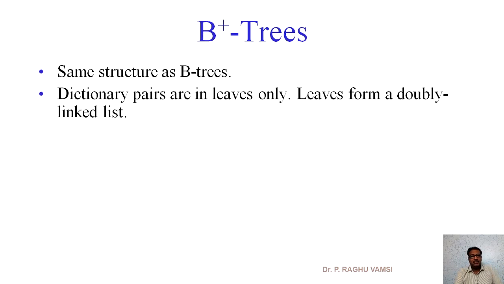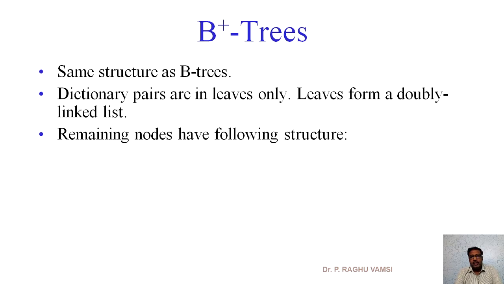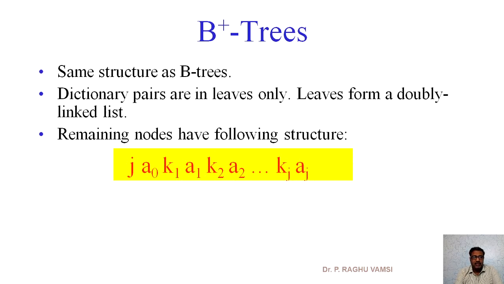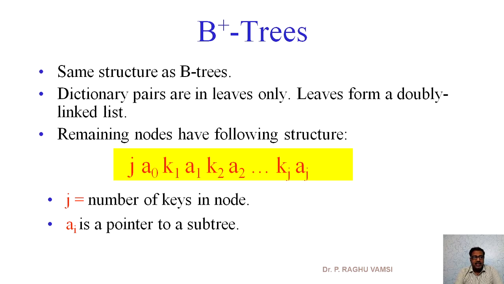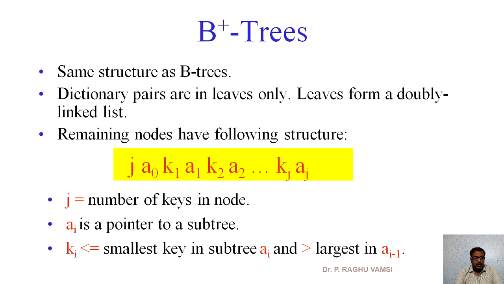So B plus trees are the same as B trees. Dictionary pairs are in the leaf only, and leaves form a doubly linked list. The remaining nodes have the following structure: J, A0, K1, A1, K2, A2 and so on. Here J is the number of keys in a node, whereas Ai is the pointer to the subtree, and Ki is less than or equal to the smallest key in the subtree Ai, and greater than the largest key in Ai minus 1.